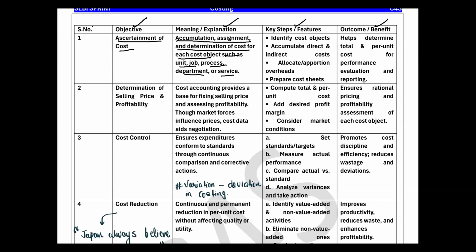Process department or at last service, you are using the techniques of costing and ascertaining the cost. Is it clear? So what are the key steps and features involved? First, identify the cost objects. What is the cost object you need to identify? That's why you are using the costing technique. Accumulate direct and indirect costs.